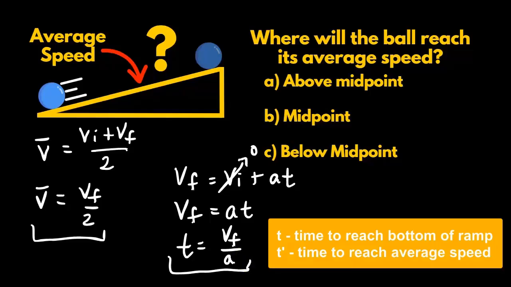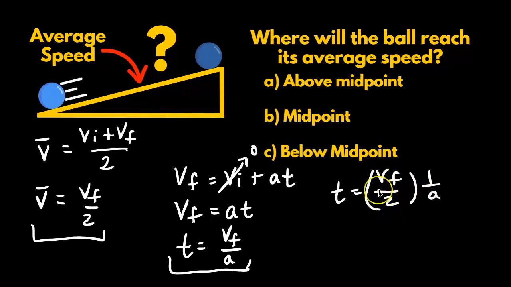Now we're going to compare the time to reach the bottom to the time it takes to reach the average speed location. So instead of Vf, the final, we're going to use our average velocity here, which is Vf over 2. And don't forget the A, there's still an A here as well. Now notice that if I factor out the 1/2, this is what I get. And by the way, this is my new time, I'm going to call it T prime. This is the time to reach the average speed. So T prime is equal to 1 over 2 times Vf over A.